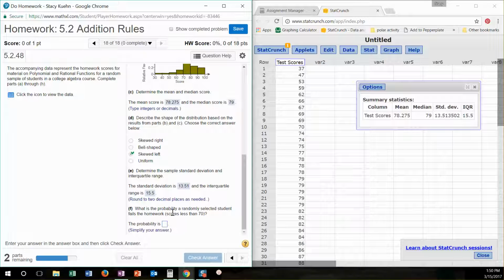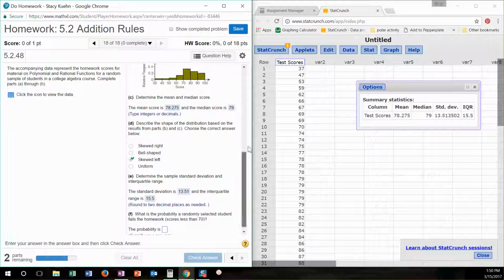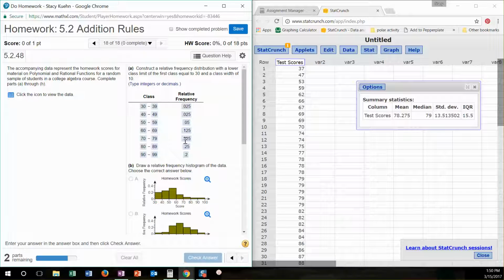And then it's a similar process with the next question. So I hope that helps you figure out how to create a relative frequency distribution when we are grouping the data.